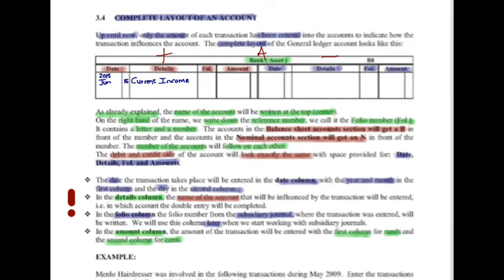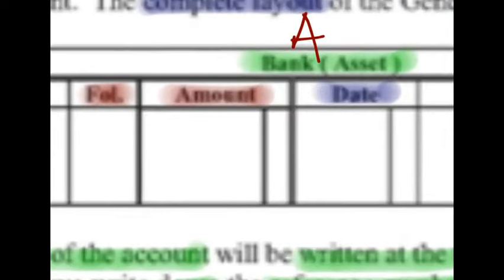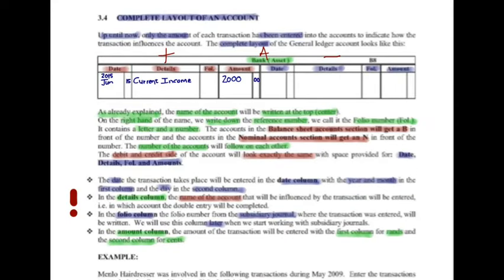Then the last column is my amount column. Again in the amount column you can see there's two columns in one column. That is only for rands and cents. So I will write it as follows: 2,000 rand and no cents. The first column is allocated for your rand amount, and your second column for your cents. And that's as easy as that.